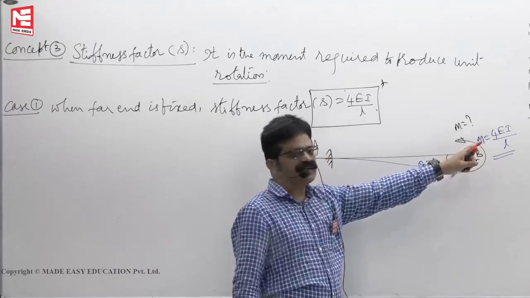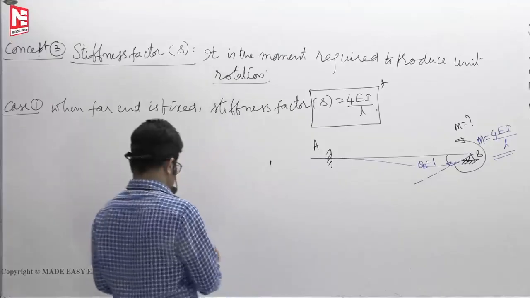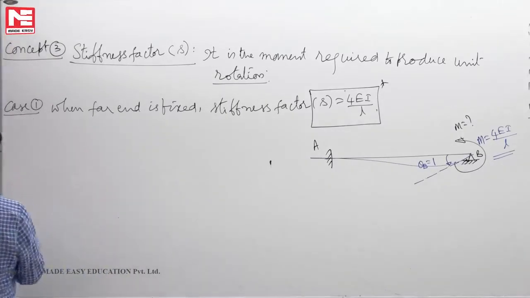Why like that, 4EI by L? How to know that? We will prove this after this again with the help of the moment area method. Next, case 2.